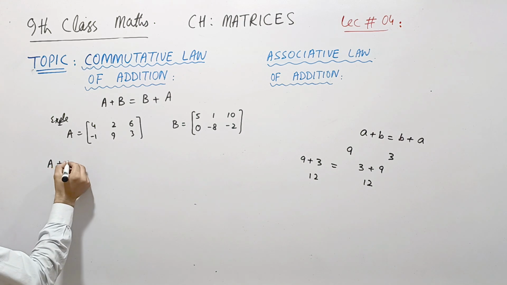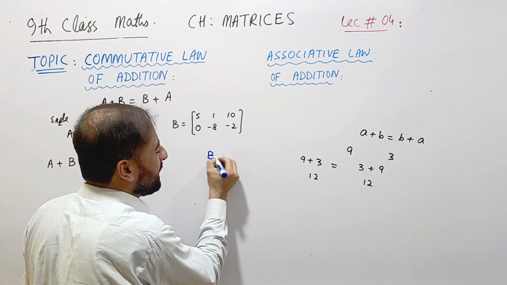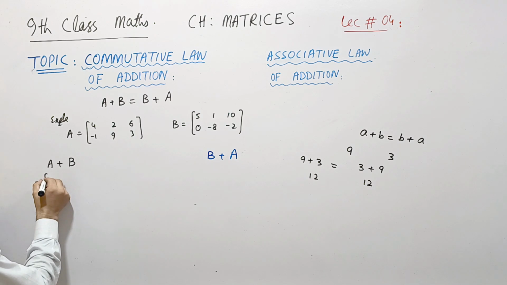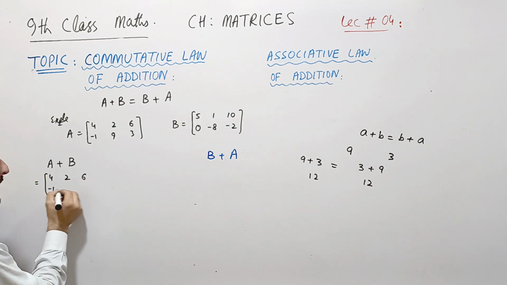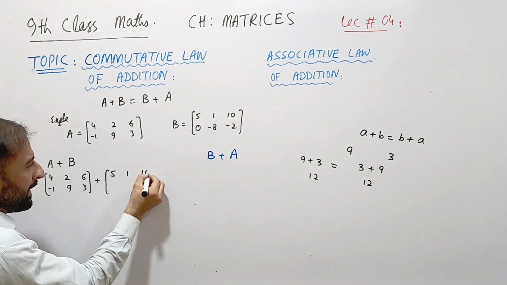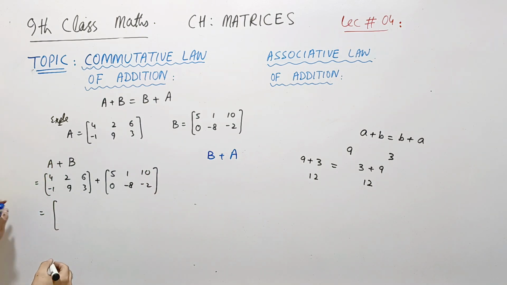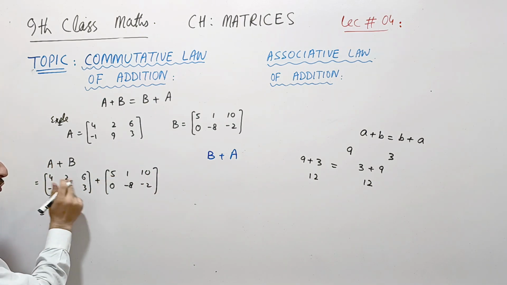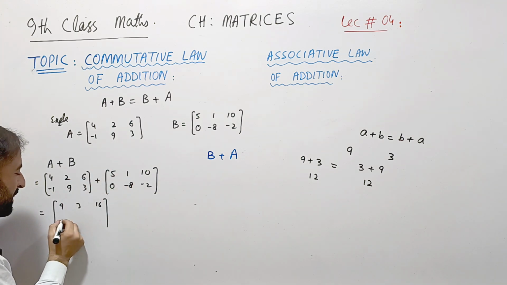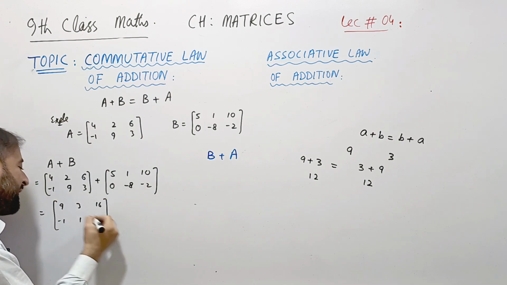One student comes and he determines A plus B. There's another student who comes and he calculates B plus A. We are sure that they will get the same results. He will take matrix A first, followed by matrix B. Now I assume you know how to add two matrices, their corresponding elements, so I will skip that step. 4 plus 5 is 9, 2 plus 1 is 3, 6 plus 10 is 16. Minus 1 plus 0 is minus 1. This is 1, 3, or 3 plus minus 2 is 1. Hopefully it is clear to you.